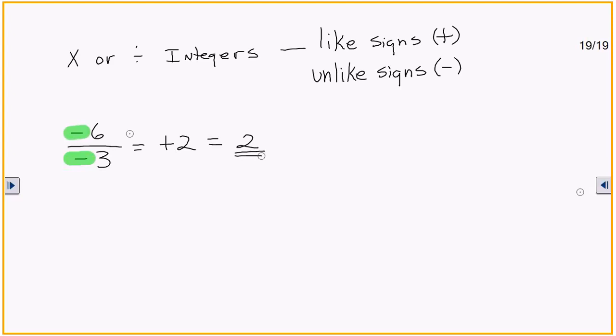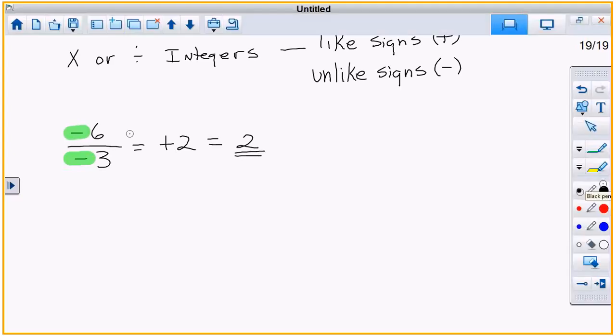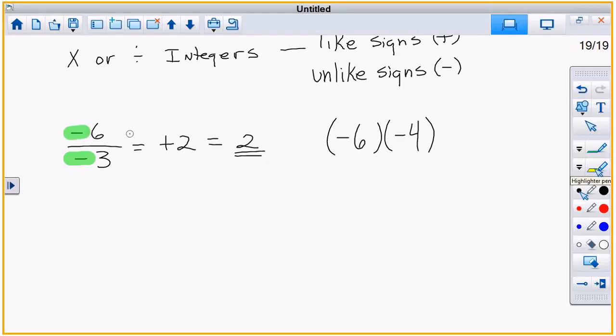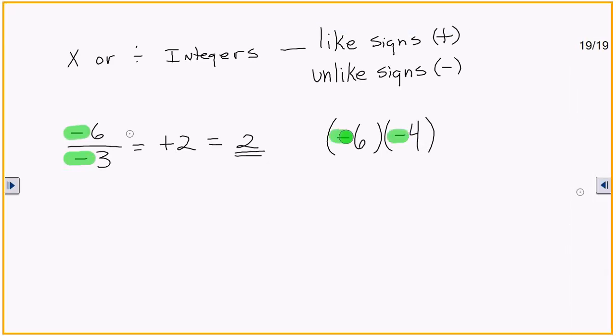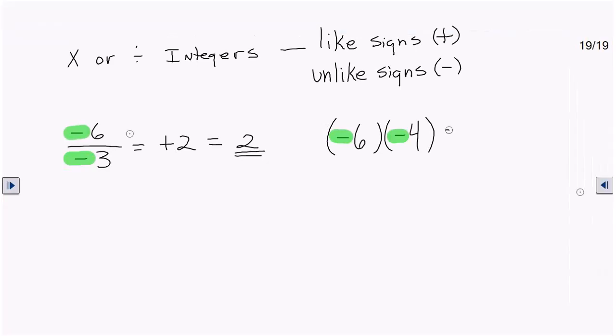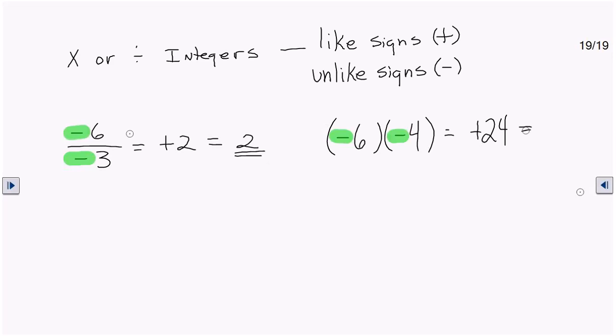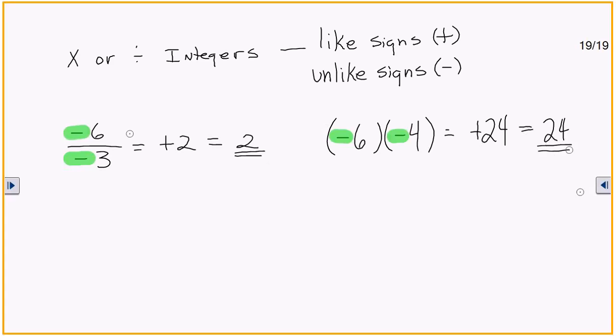If I want to multiply -6 times -4, again, I have like signs. Like signs are good. So that means positive. And you don't have to write the positive, so you just write 24. So that's how you do like signs.